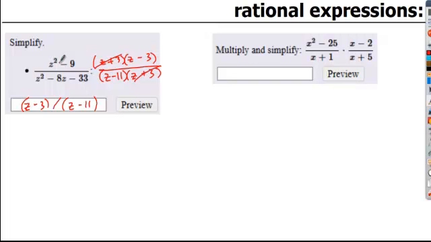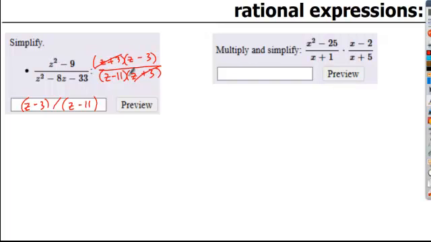Which one's apparent in the simplified form? 11. So that, when we wind up graphing these, is going to be a vertical asymptote. But the other one, the one that gets canceled, if we were trying to graph this, is represented as what on your graph? You remember? It's just a hole in the graph. So there's a hole at negative 3, a vertical asymptote at 11.